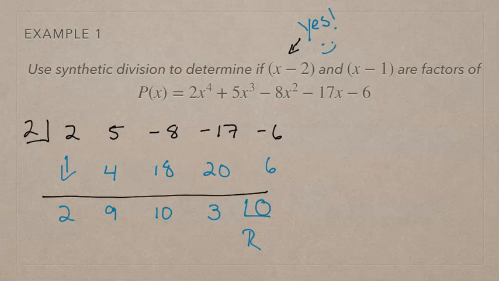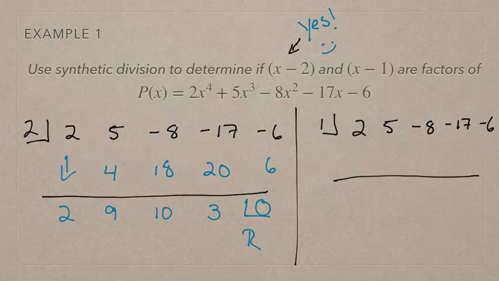Okay? Again, let's do this other one. So I'm going to put a little dividing line there. And now into my box goes this value of x, which makes this factor 0, so that's 1. Lay out my coefficients, 2, 5, negative 8, negative 17, negative 6. And then I'm going to do this one in purple because I feel like it. I'm going to bring down 2.